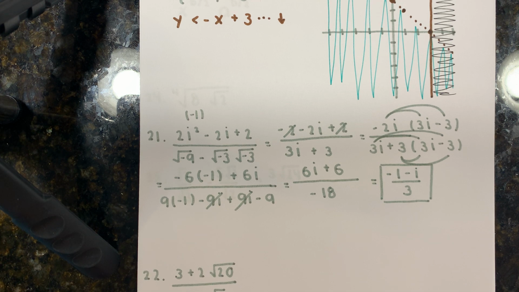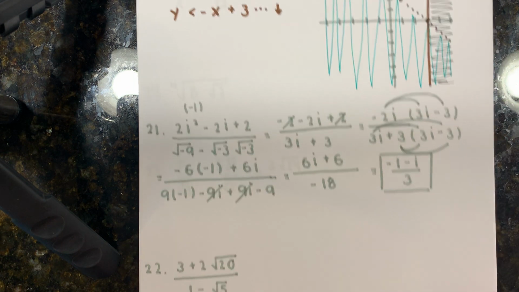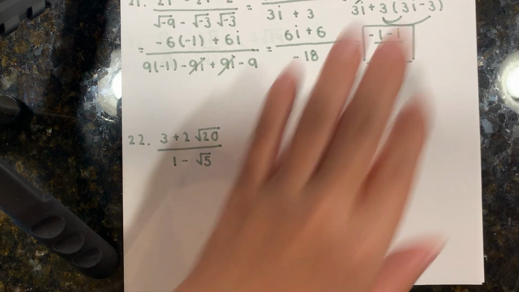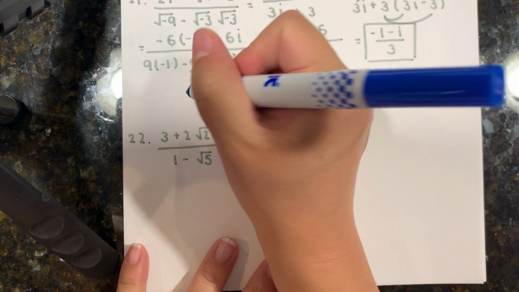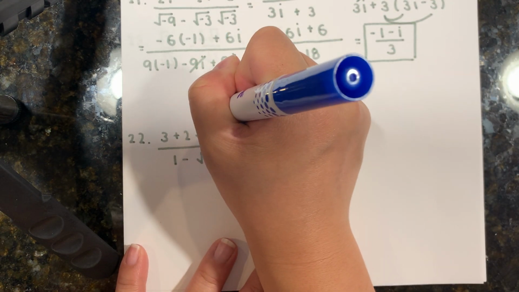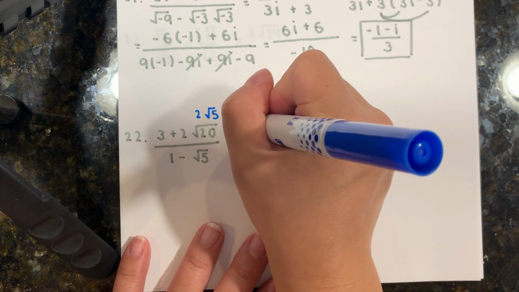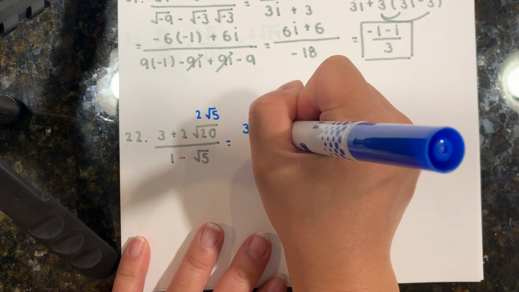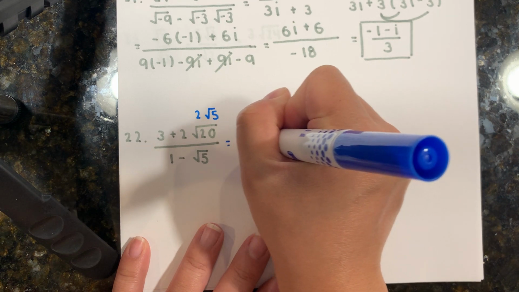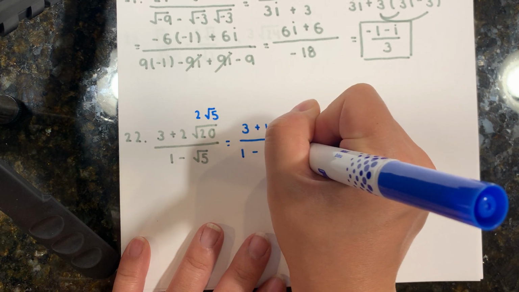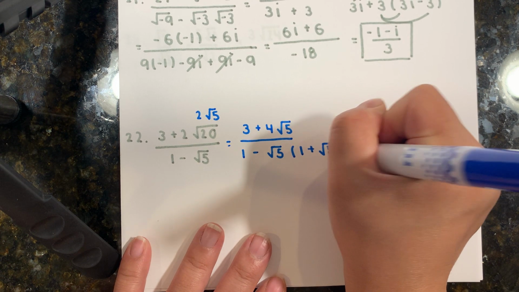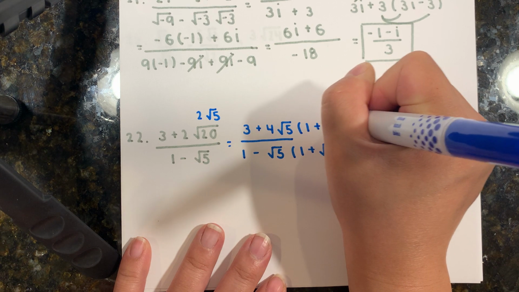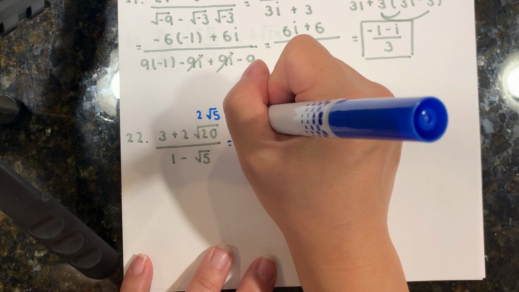Okay, so now we are going to move on to number 22, where I actually need to simplify that square root first. So square root of 20 is actually the same thing as 2 root 5. So this would become 3 plus 4 root 5 over 1 minus root 5. Now to get rid of the square root, I'm going to multiply by 1 plus square root 5, and distribute.